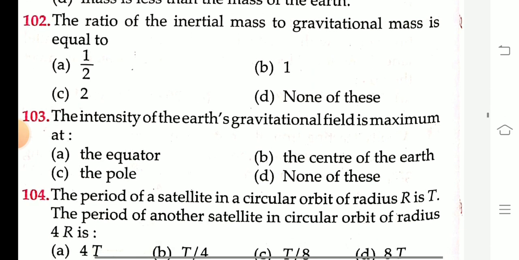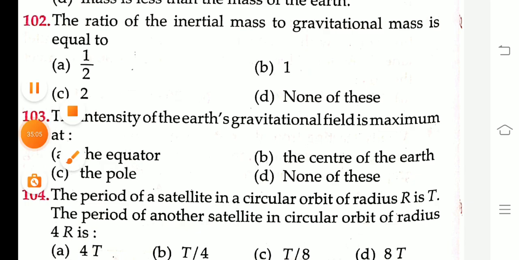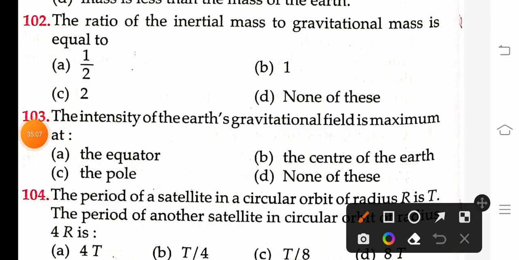The ratio of inertial mass to gravitational mass is equal to 1. The intensity of the Earth's gravitational field is maximum at the pole.